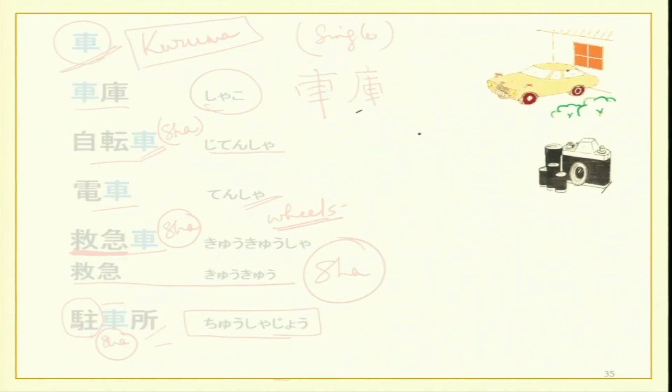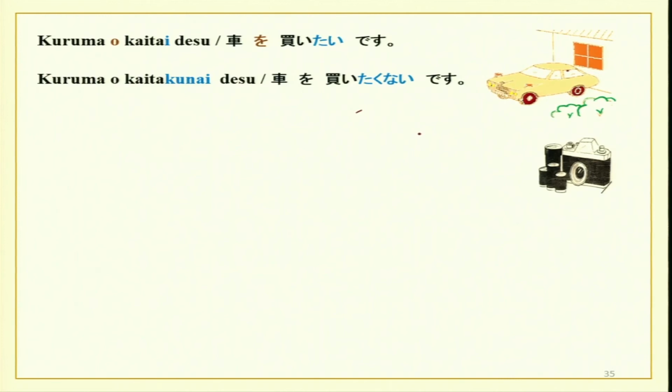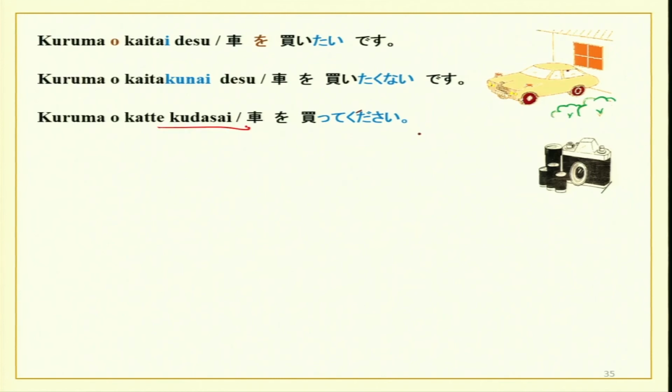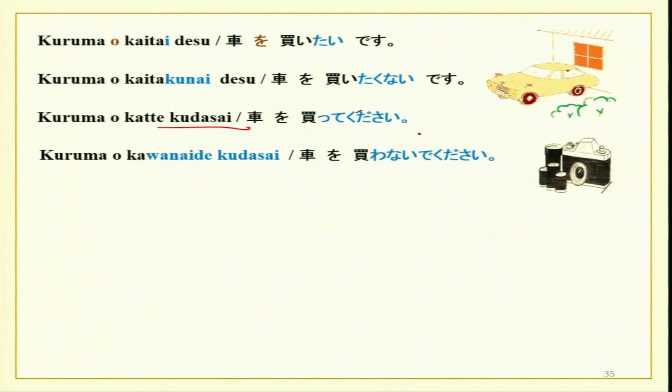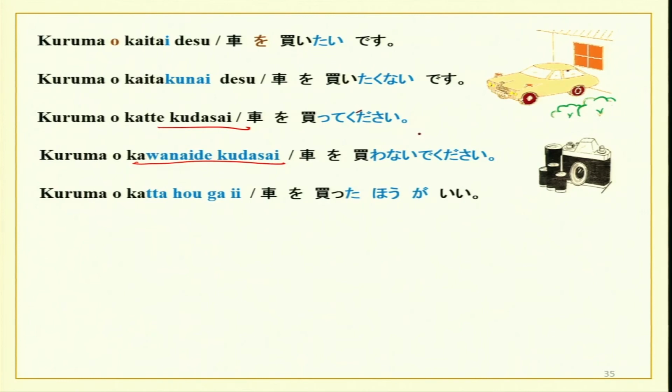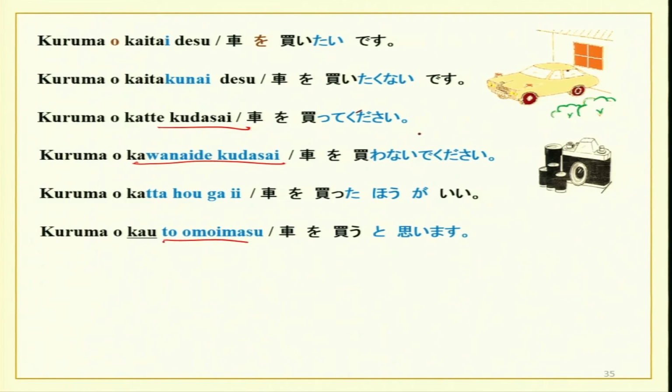Then there are a lot of sentences here for you. You can see kuruma o kaitai desu, I want to buy. Kuruma o kaitaku nai desu, I do not want to buy. Kuruma o katte kudasai, please buy. Then kuruma o kawanai de kudasai, please do not buy a car or the car. Kuruma o katta hou ga ii desu, it is better that you buy a car. Kuruma o kau to omoimasu, I think I will buy a car. Why I think? Because to omoimasu is I think.